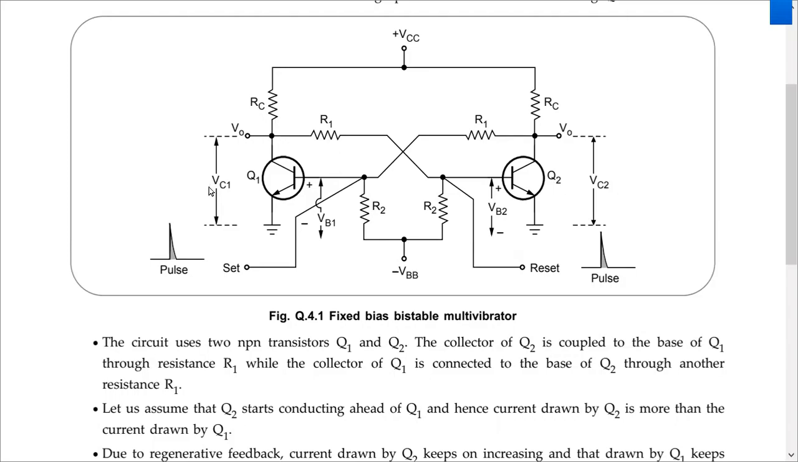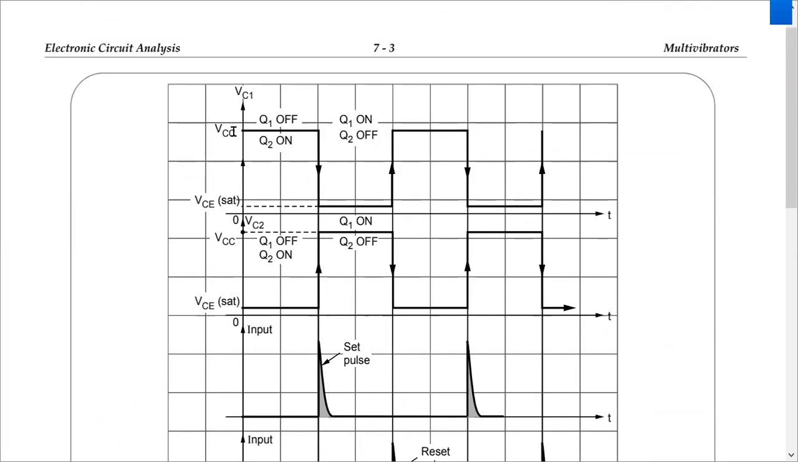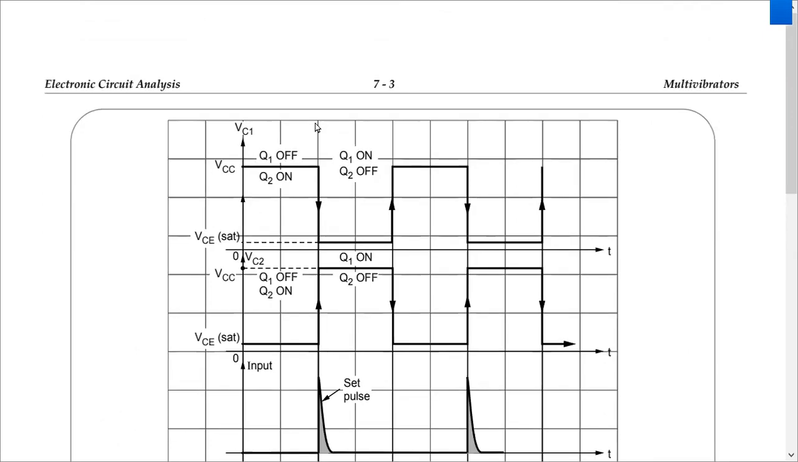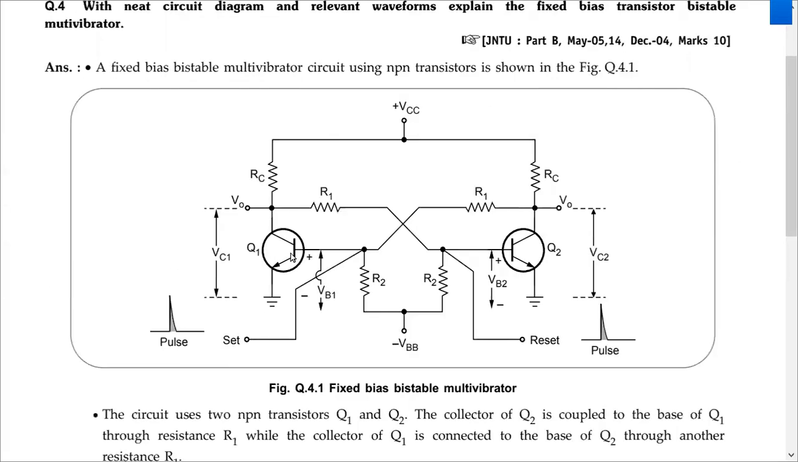Q1 off means VC1 will be high. Q1 off means VC1 will have a high voltage. Simple. When a transistor is on, the voltage from collector to emitter will be low. When a transistor is off, the voltage from collector to emitter will be high. These are the key points you have to remember.